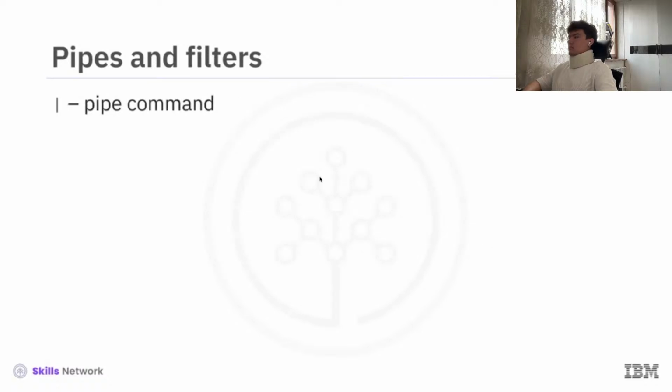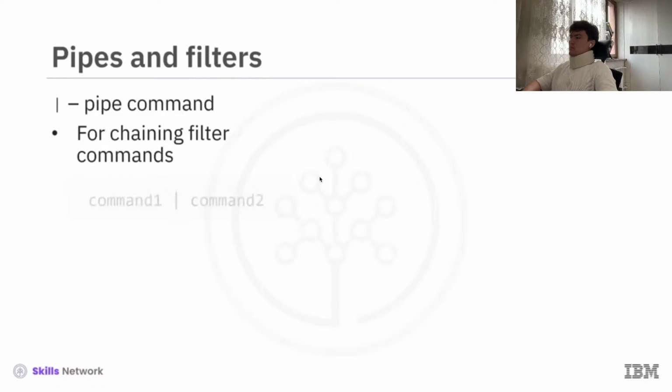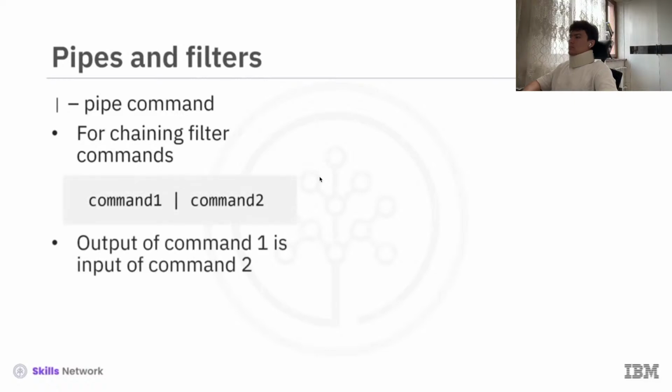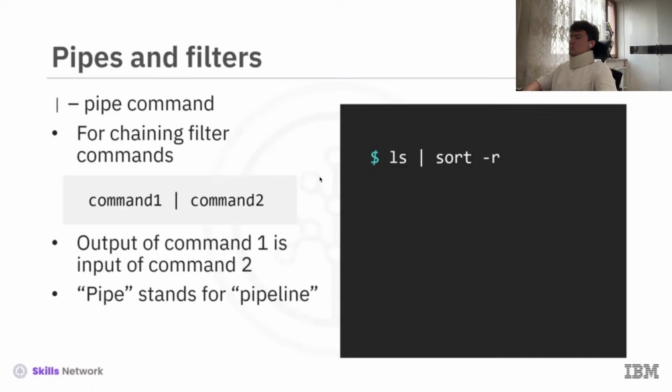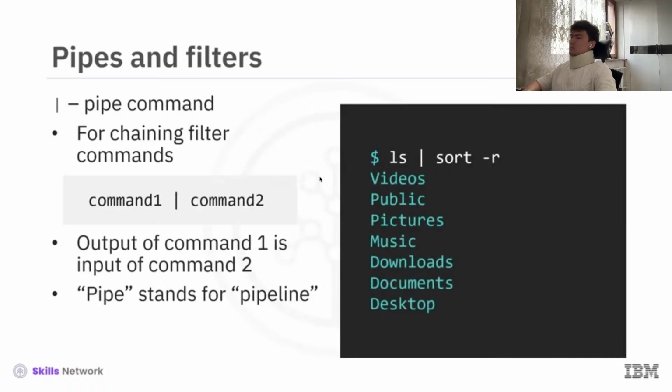The pipe command, denoted by a vertical bar, immensely extends the functionality of shells. It allows you to chain together sequences of filter commands. The use pattern looks like this. Accordingly, the output of command 1 becomes the input of command 2, and so on. Not surprisingly, pipe is short for pipeline. For example, you can pipe the output of ls to the sort command with the -r option, which results in a reverse sorted list of directory contents.